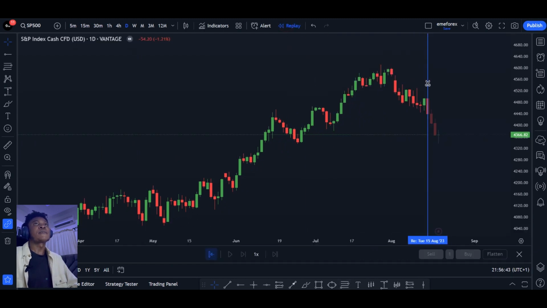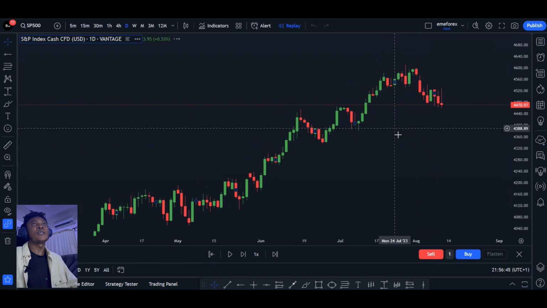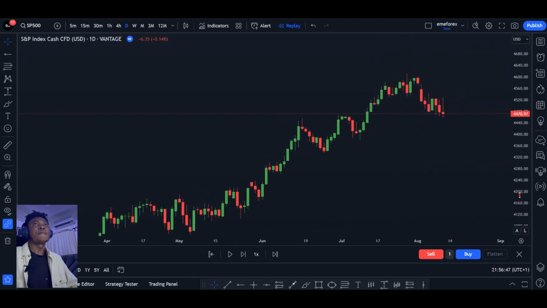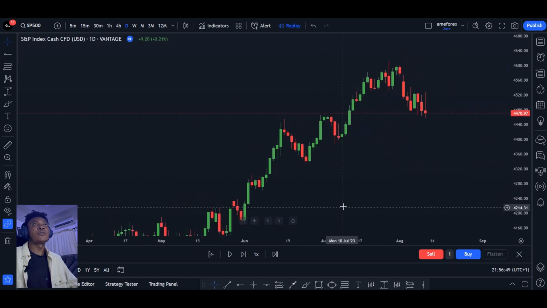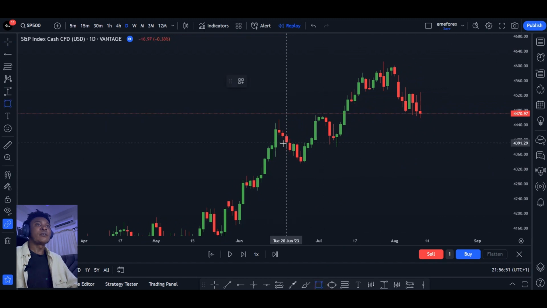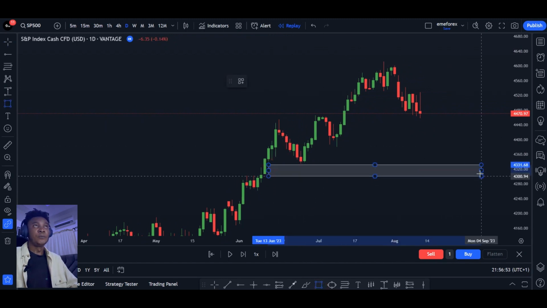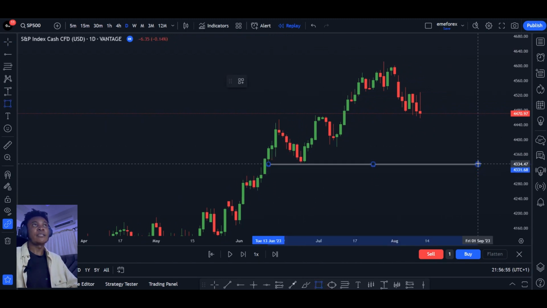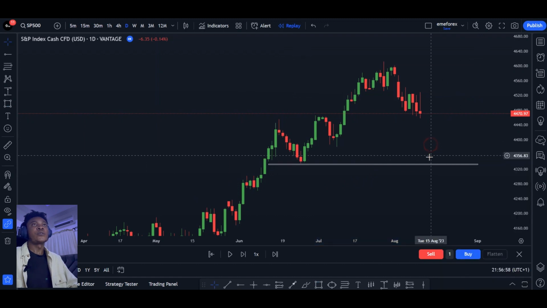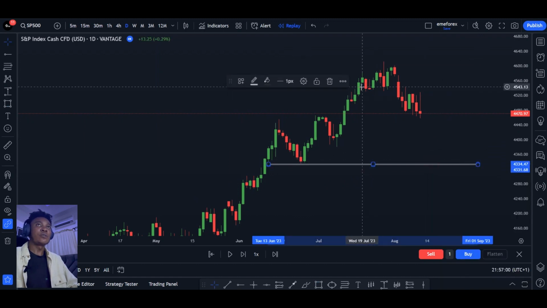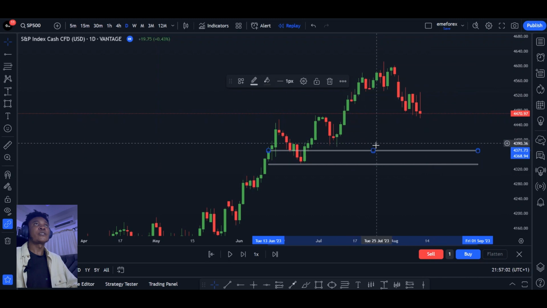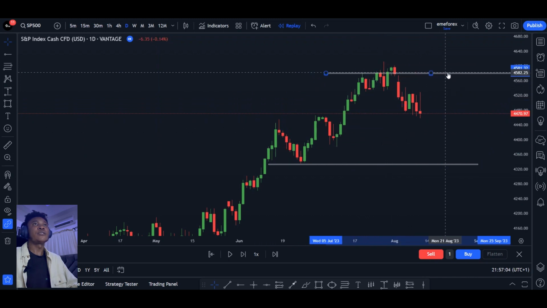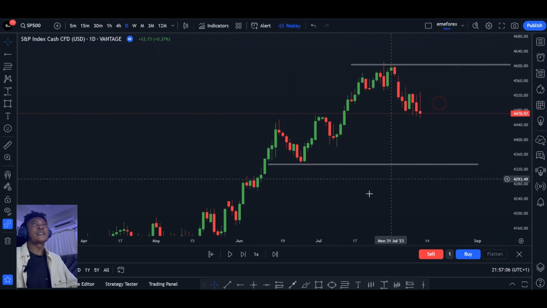I want to take price back to the level which we had price trading around before the sell kicked in. If you look at this here, I'll also mark out my key levels like I did previously on oil. These are my key significant zones. This is the structural low, and if we take this one here, this is the high.